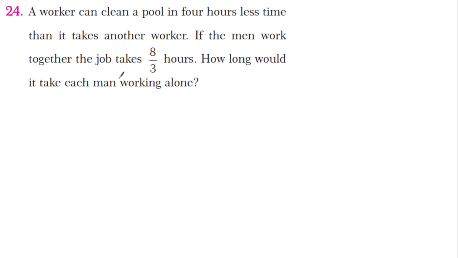A worker can clean a pool in 4 hours less time than it takes another worker. Again, let's say this is the faster worker and that is the slower one. That means x is the slower one minus 4 hours. If the men work together, the job takes 8 over 3 hours. In 1 hour, the first worker would do 1 over x of the job, and the second worker would do 1 over y of the job.